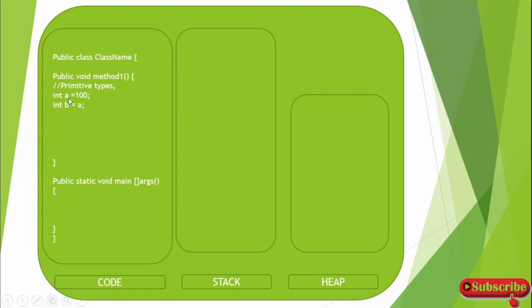Okay, so I have created a variable a with integer data type, and I have assigned the value as 100, and I'm creating another variable b, same with integer data type, and I'm assigning this a value to this b. Now this b value becomes 100. Okay, so I'm just copying this value of a to this b. So this is with primitive data type.